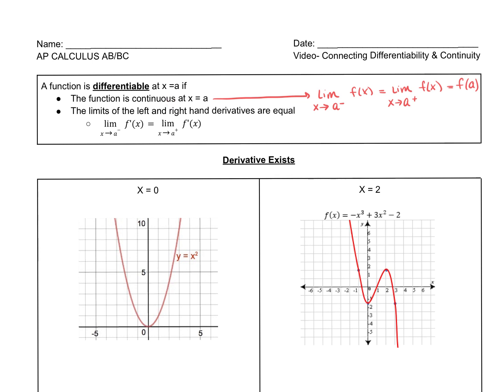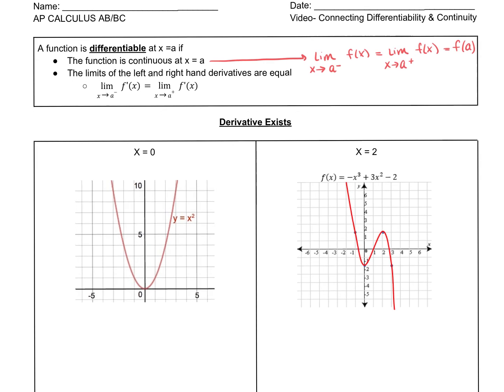Now we just have to add one more piece. In order for it to be differentiable, the limits of the left and right hand derivatives have to be equal. So the left hand derivative and the right hand derivative need to be equal. Notice the difference. This is f of x, which is your original function, and this is your derivative function.